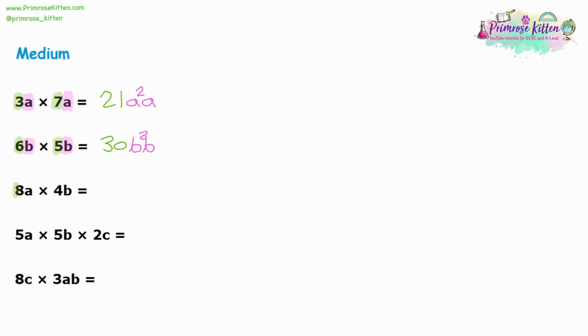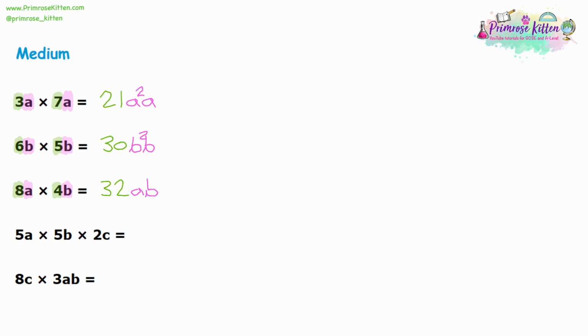Question 3 follows the same method. So we have an 8 and a 4 for our number section, and 8 times 4 would give us 32. Then we're going to look at our letter section, and we've got an A and a B. We can't multiply them because we don't know what A and B represent, so we're just going to pop A and B on the end. And this time we don't have any repeat letters, so we're not going to write any powers here. We're just going to write an A and a B.